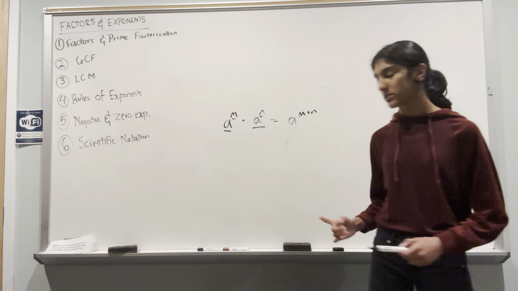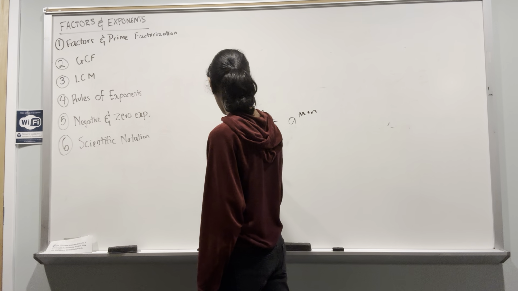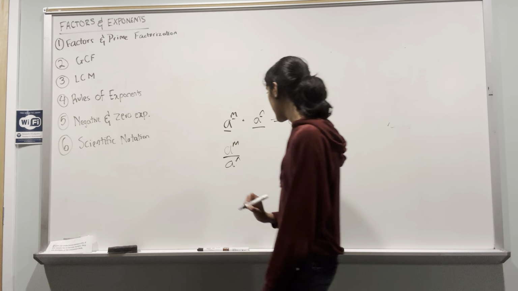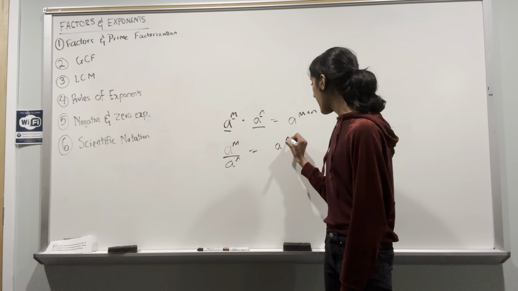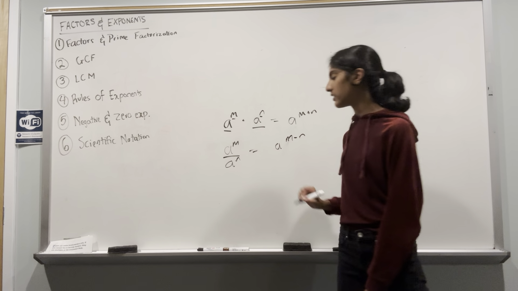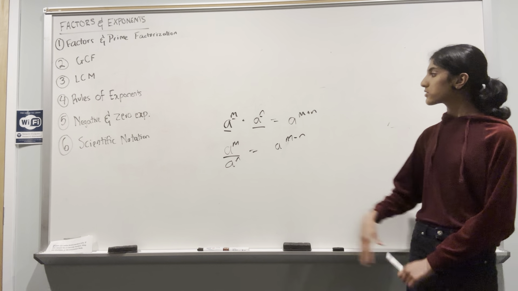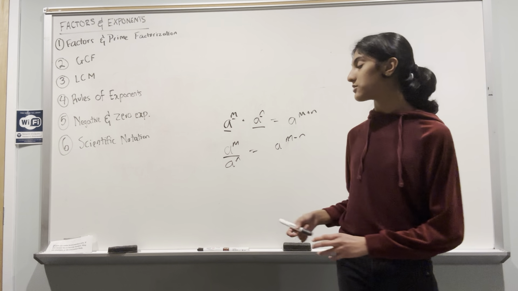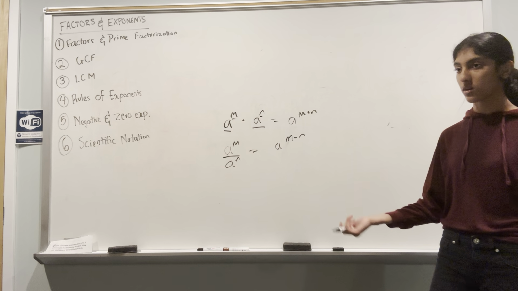And for quotients, it would look very similar. It would be a to the power m divided by a to the power n. And this would equal a to the power m minus n, and the base a is always going to remain the same. So this is what the rule looks like. And just to see it in perspective with numbers, it's going to be used to solve equations.